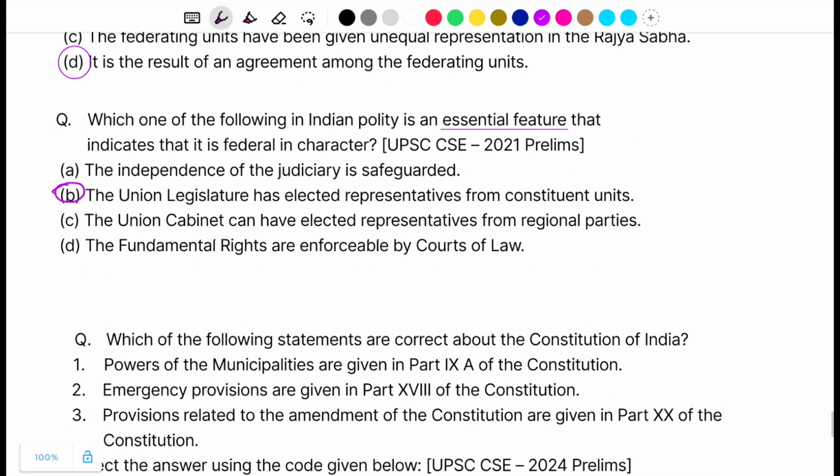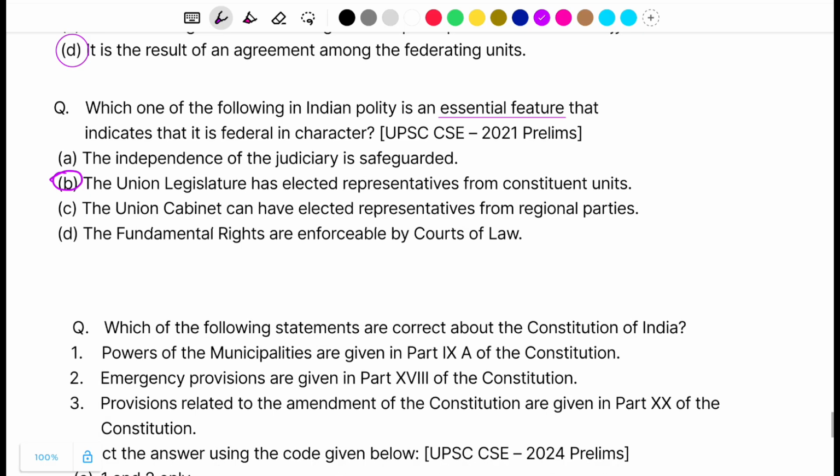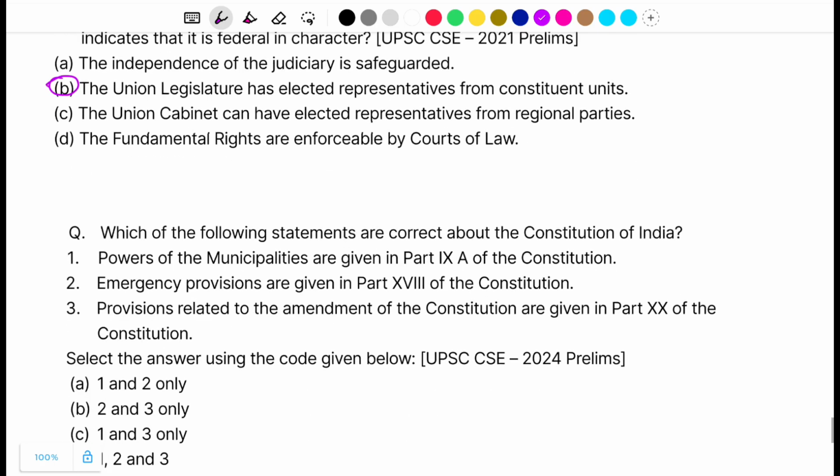So let us see option C also, because there is a greater chance of confusion for the aspirants. The Union cabinet can have elected representatives from regional parties. Yes, the Union government can also take ministers from the regional parties. Friends, to become a minister, he must be a member of either house of Parliament, be it Rajya Sabha or Lok Sabha. Or even if he is not a member, after 6 months he can become a member. Prior to that 6 months he can also be taken as a minister into the cabinet. So this doesn't become an impediment, whether from a regional party or not. This is not the criteria. Now let us look into the next question.